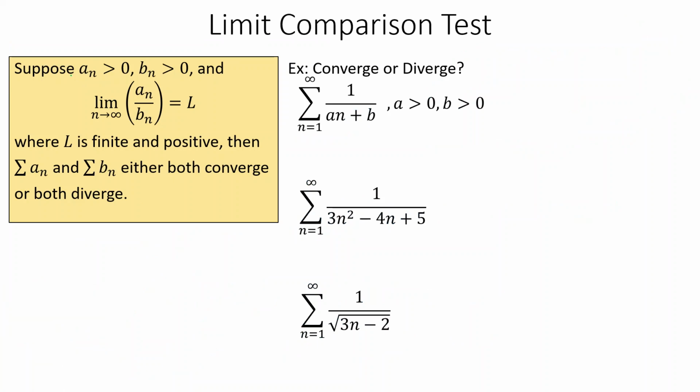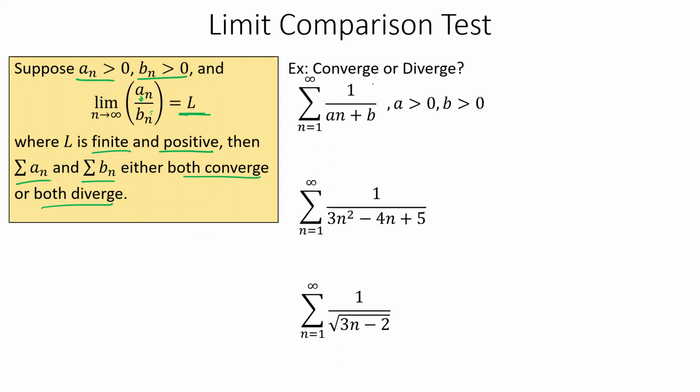All right, so suppose a sub n is greater than 0 and b sub n is greater than 0. So we have 2 different sequences or 2 different series. And we look at the limit. It doesn't really matter which one goes on top. But if the limit equals a finite positive number, then both of them will do the same thing. They'll either both converge or they'll both diverge.